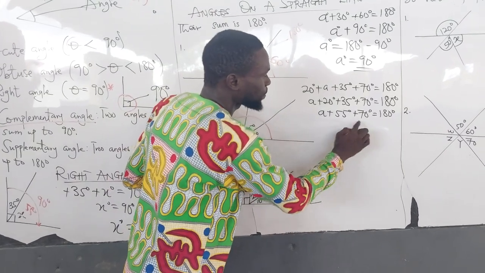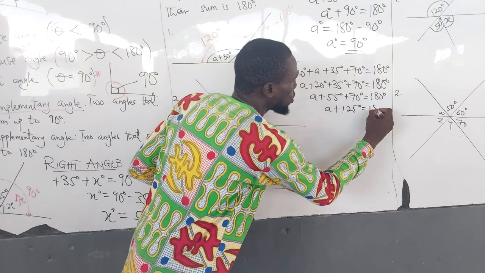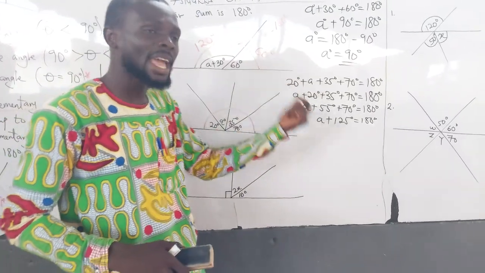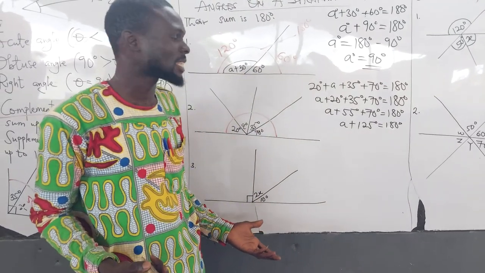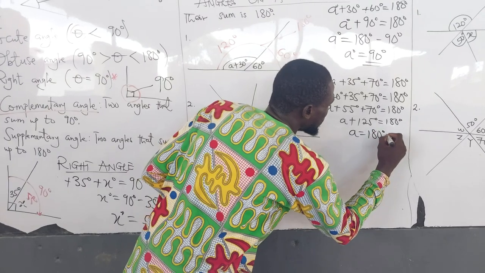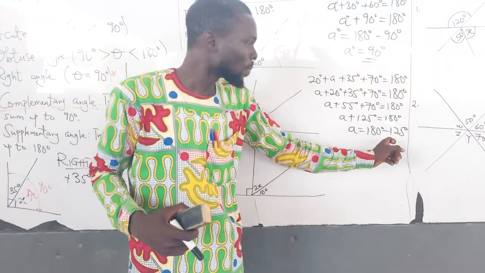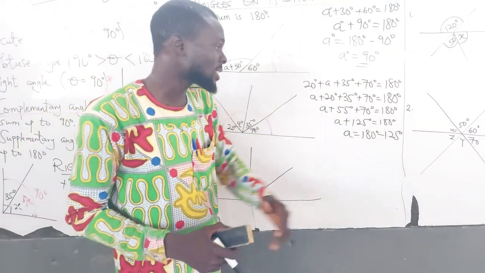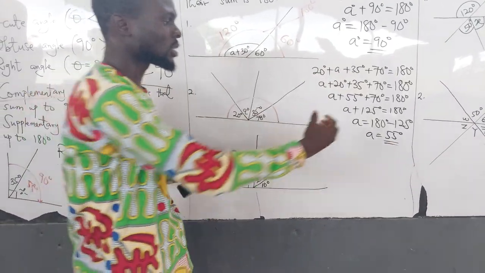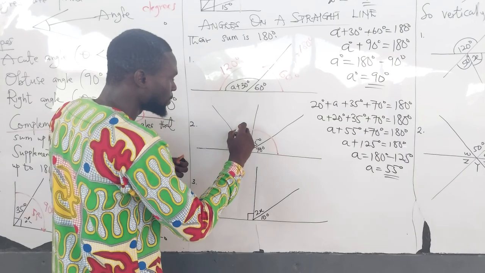If you sum this and this, what are we getting? We are getting A plus 125 degrees is equal to 180 degrees. We want A, so we have to make A the subject. How can you make A the subject? By just taking the 125 to this side, and that is going to give you A is equal to 180 degrees minus 125 degrees. We just subtract 125 from 180, and what are we getting? That gives us A as 55 degrees. So now the A that you have here is 55.